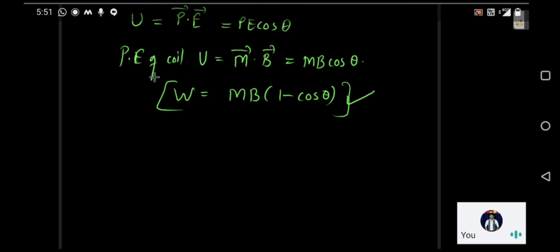Okay, and the potential energy stored in the coil is going to be equal to M dot B. So this is going to be your potential energy of the coil.